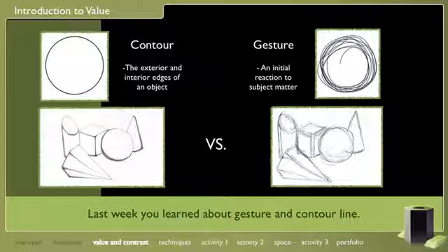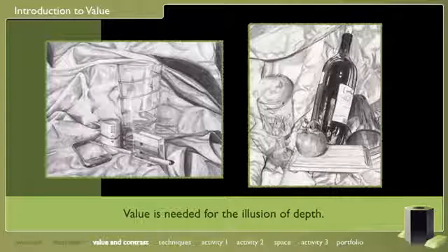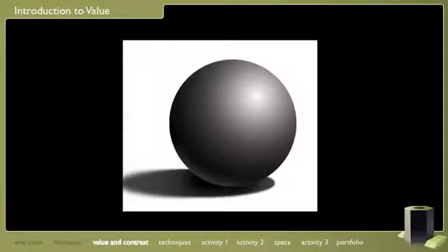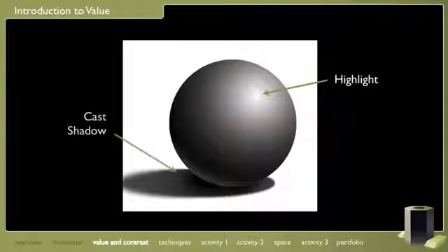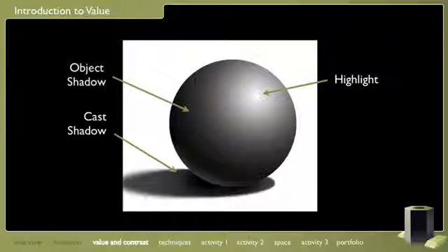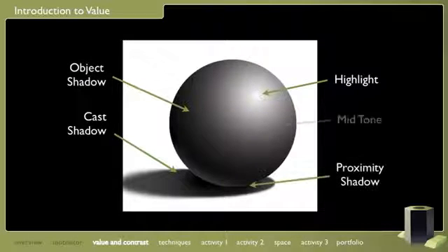Last week you learned about gestures and contour lines. This week we will talk about how to make your work look three-dimensional. You must understand value and how to use it to be successful with the illusion of depth. Some of the words that you will hear when an artist speaks of value are highlights, cast shadows, object shadows, proximity shadows, and midtone. The highlighted area is closest to the light source.